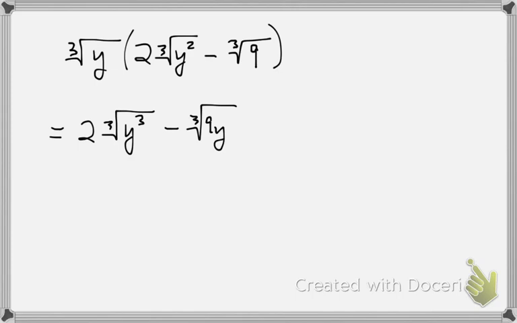Right, so we did inside times inside and outside times outside. That's how it works. So we get 2 cube root of y cubed, and we get minus cube root of 9y. Now, can we simplify? You can cancel the cube and the cube root. So what do you get? 2 cube root of 2y.